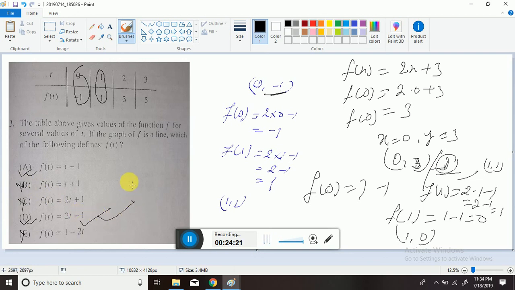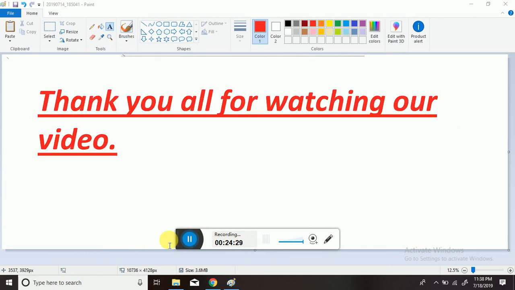In case of functions, please do not be confused. They try to confuse you. So we have to take a general example that we know and apply it.